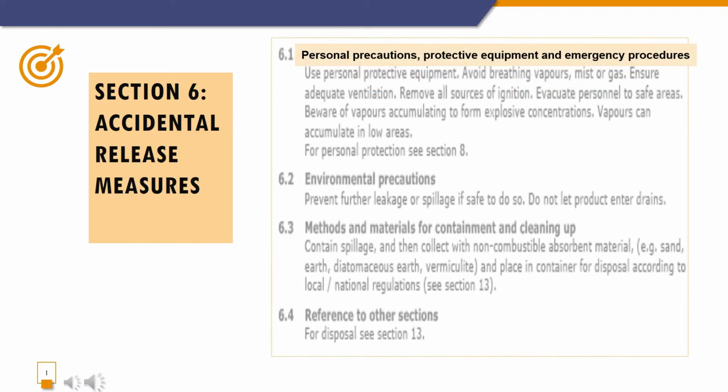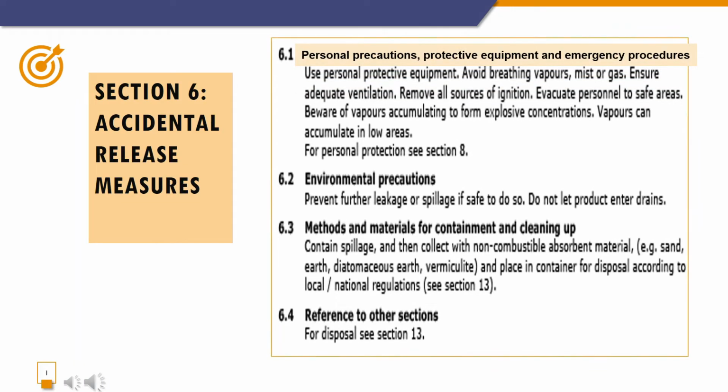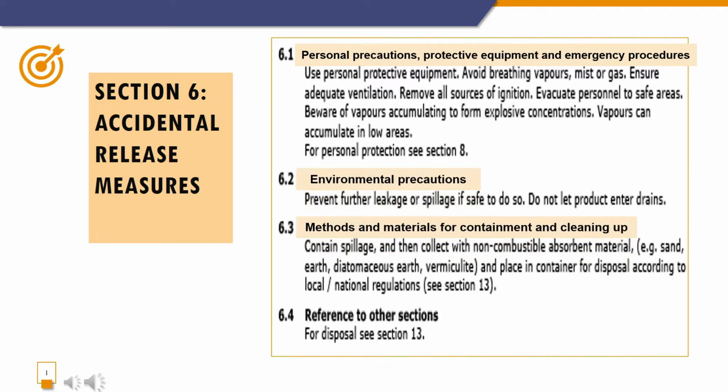Moving on to Section 6, this tells us the emergency procedures and personal precautions that you should take when working with the chemical. In the example that is covered, when working with ethanol, one should avoid breathing the vapors and not work near any sources of ignition. Environmental precautions, methods and materials for containment and cleaning up are included in this section.